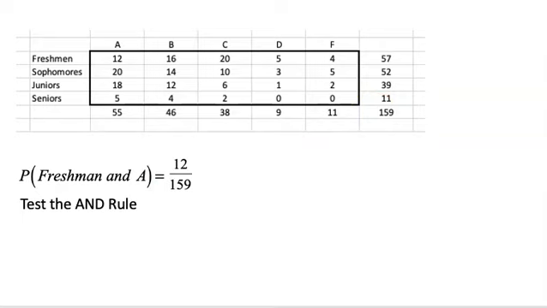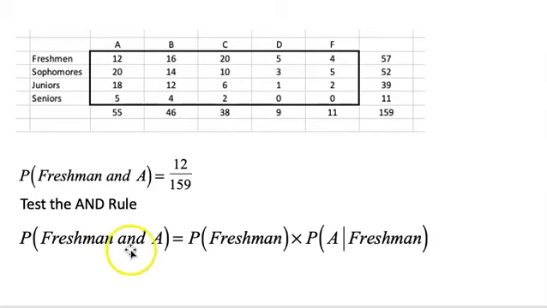Now we're going to go ahead and test the AND rule. So what is the AND rule? Freshman and A would be probability of freshman times the probability of A given freshman. So what is our probability of being a freshman? How many freshmen do we have? Freshmen in this first row, 57. So if I'm just randomly selecting a person, probability a person is a freshman is 57 out of 159.